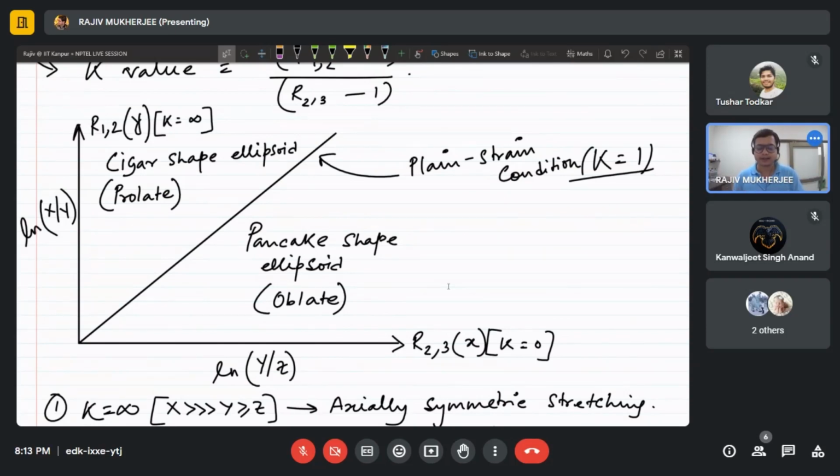Okay, so this is how we perform 1D, 2D and 3D strain analysis, particularly obtained from the field data. So this was a short discussion over all the topics of strain analysis.